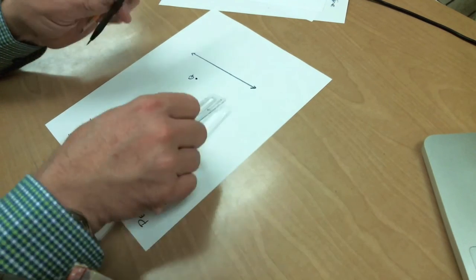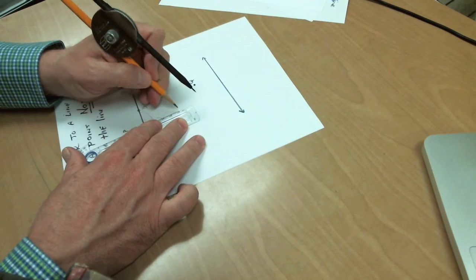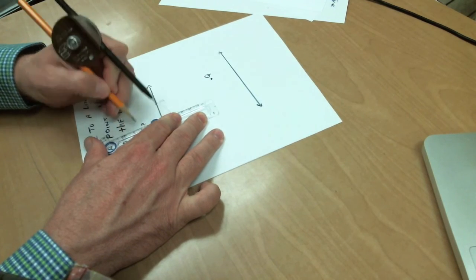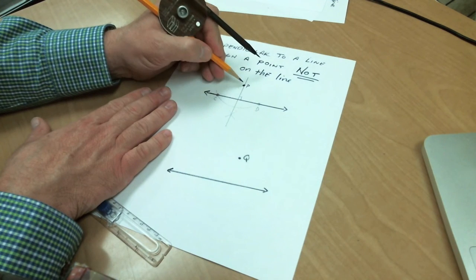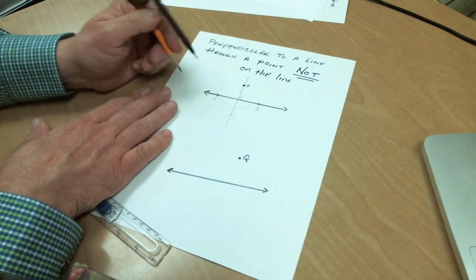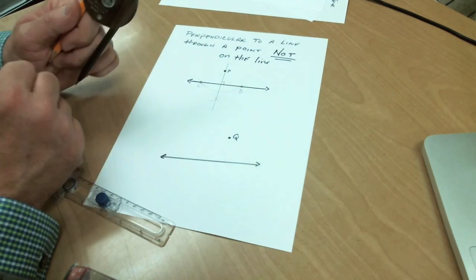And then there's my perpendicular to the line through the point. All right, put me on pause and see if you can do that one on your own. Come back and check your work, see if it has the same thing.